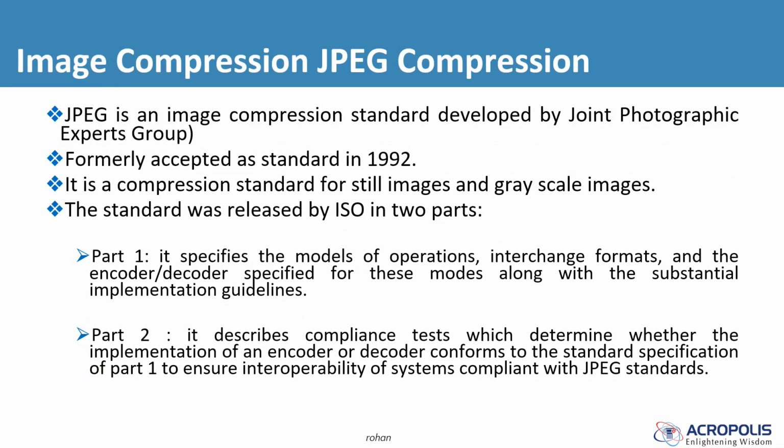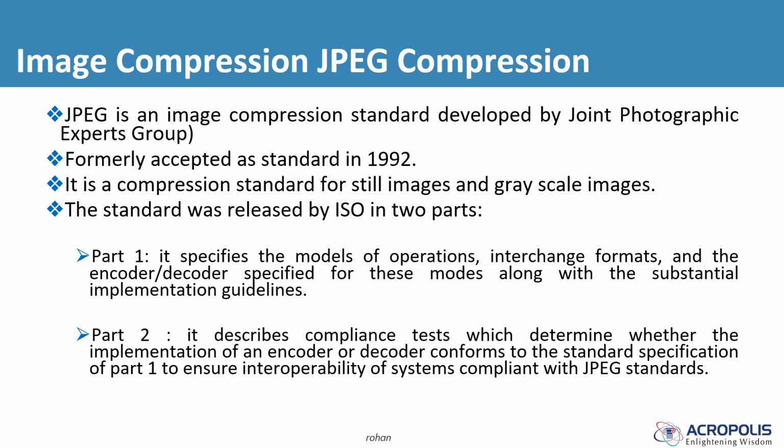Image compression, JPG compression. JPG is an image compression standard developed by the Joint Photographic Experts Group, formally accepted as a standard in 1992. It is a compression standard for still images and grayscale images. The standard was released by ISO in two parts.